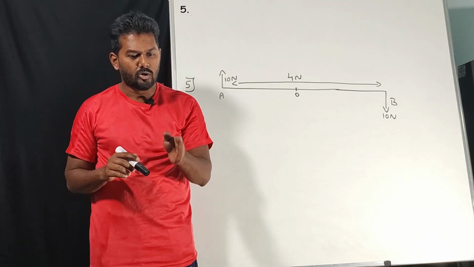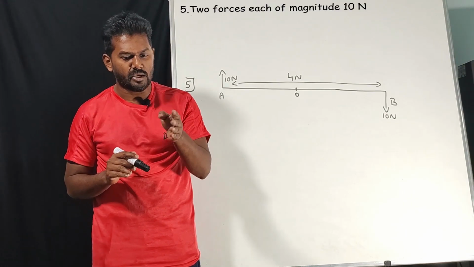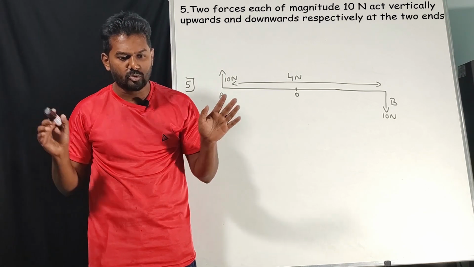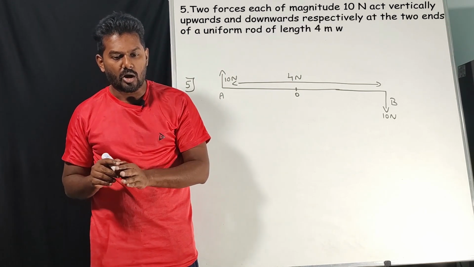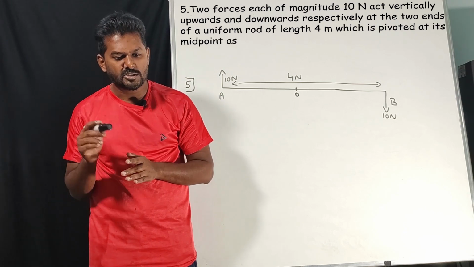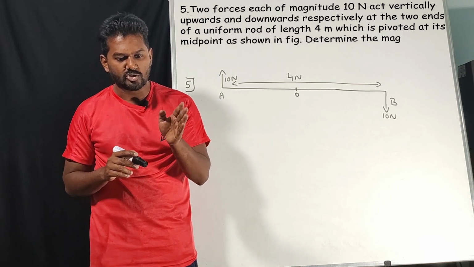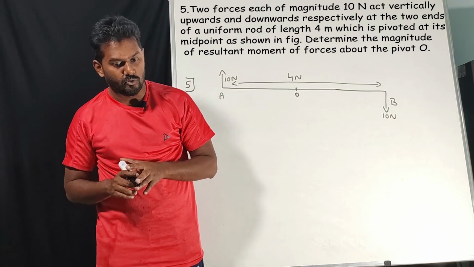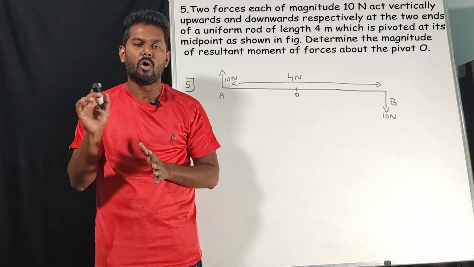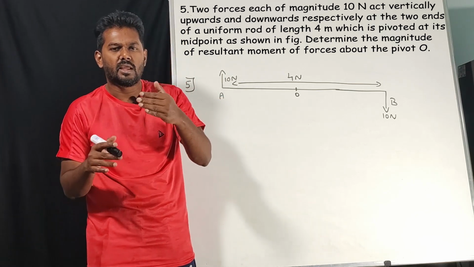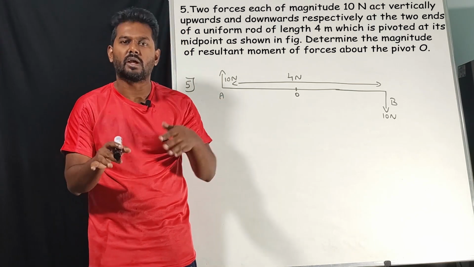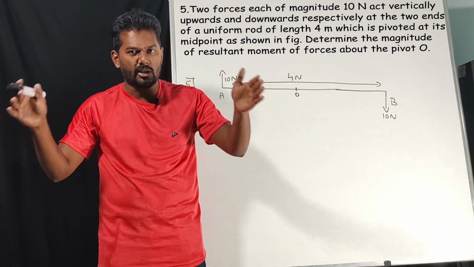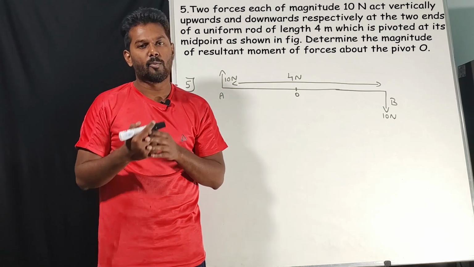Question number 5. Two forces, each of magnitude 10 Newton, act vertically upwards and downwards respectively at the two ends of the uniform rod of length 4 meter, which is pivoted at its midpoint as shown in the figure. Determine the magnitude of resultant moment of force about the pivot point O. Very simple thing. Total moment of force is nothing but resultant moment of force. You just have to keep that in mind.